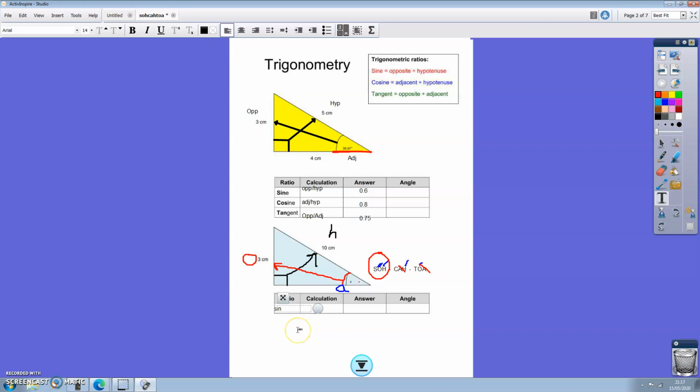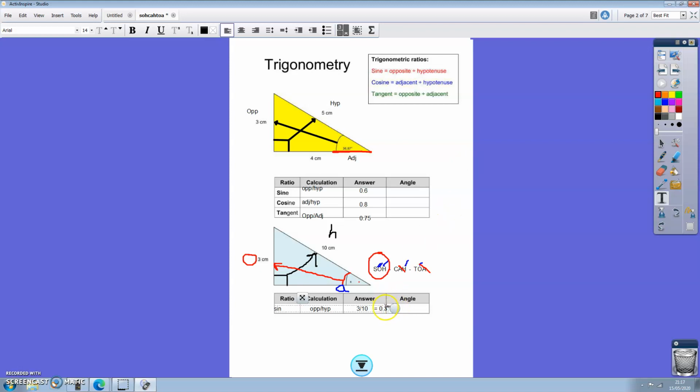The calculation. Well, I'm going to use opposite divided by hypotenuse. So what's the answer? Well, the opposite is 3, divided by 10. So 3 divided by 10, and that's going to equal 0.3.